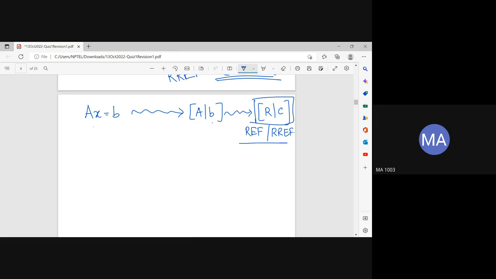The advantage of solving this system is that it will either be an upper triangular system where you can do back substitution and find the values of the variables, or it will be a diagonal system where you will get the values of the variables directly.